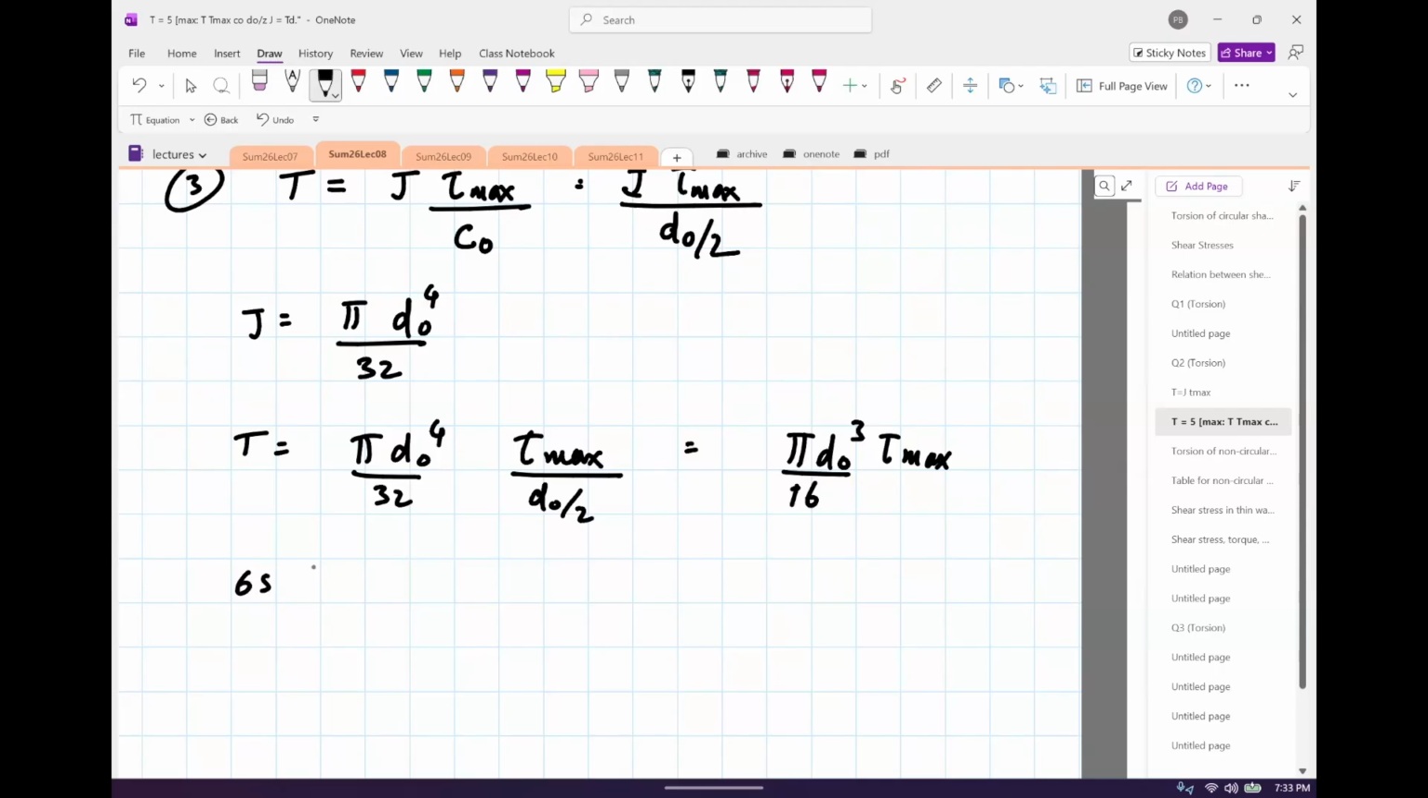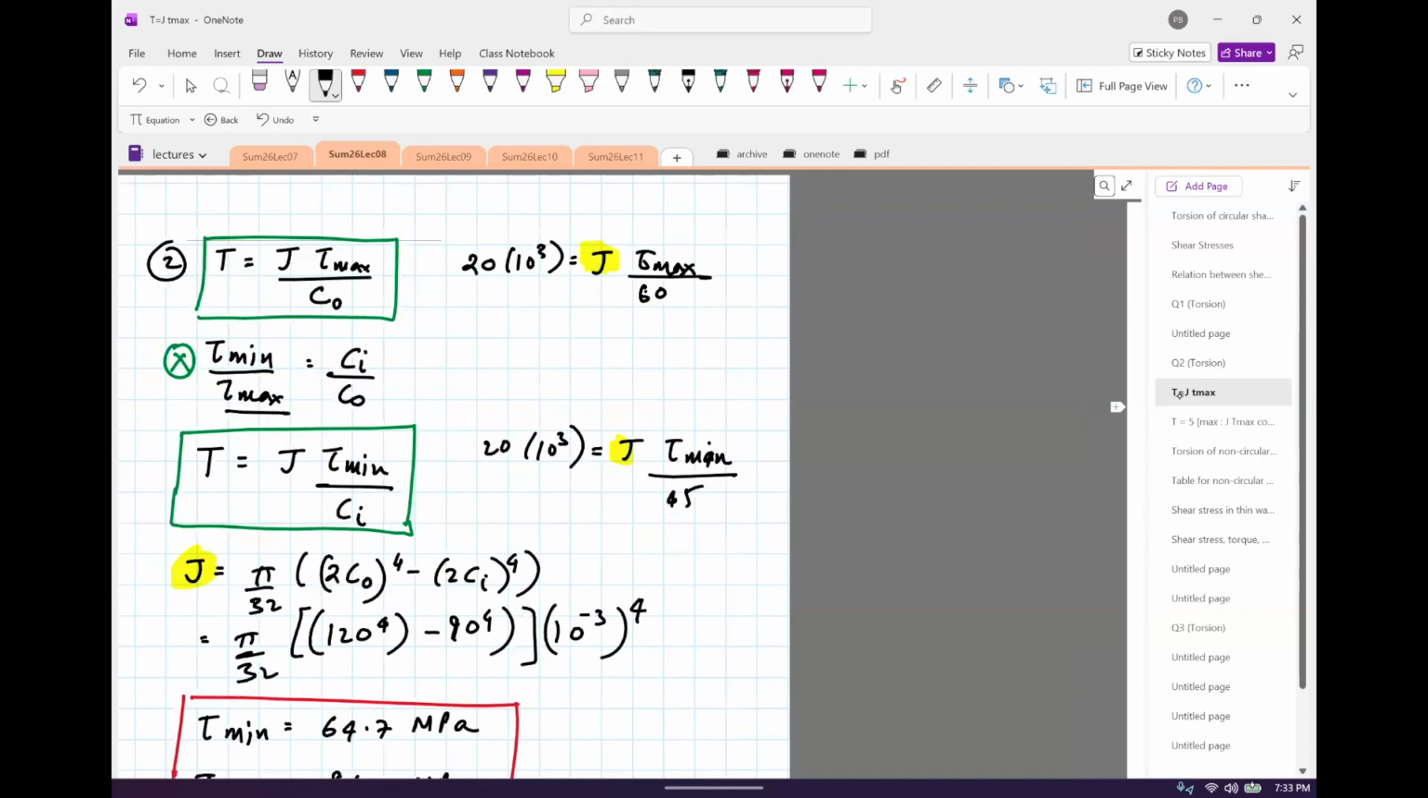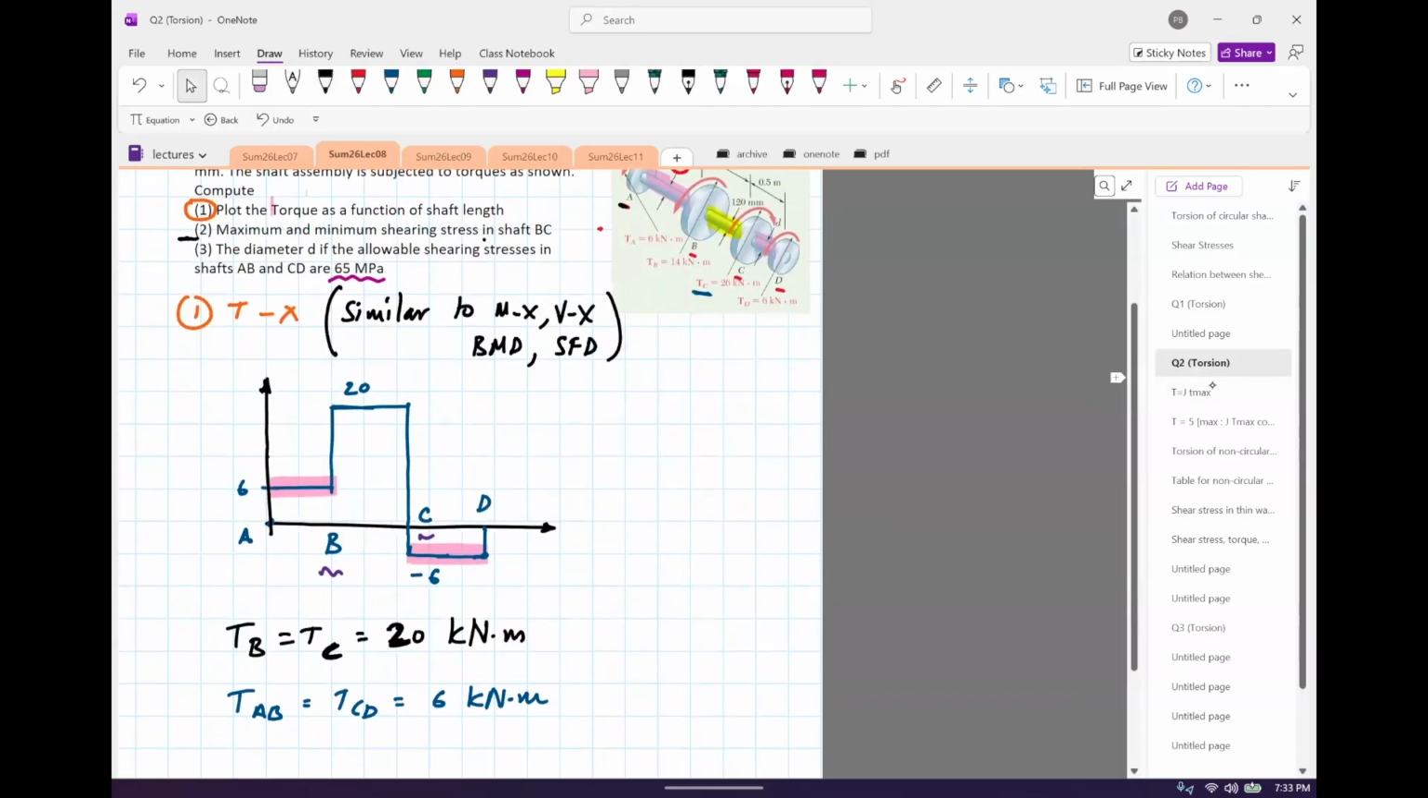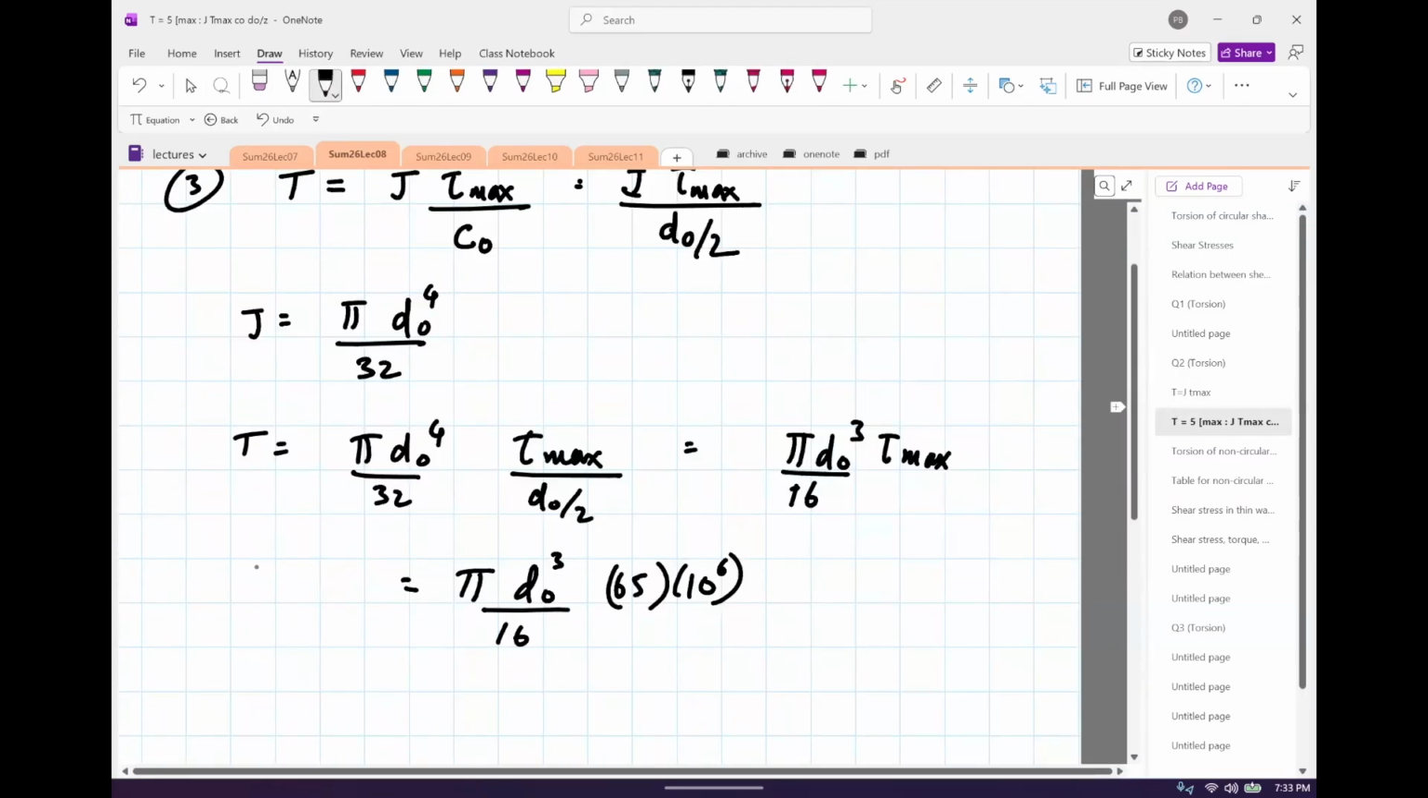So 65 megapascals, converted back to remove the mega in the calculation. Pi d0 is an unknown. 16 tau max. Sorry, I made a mistake. This is not the maximum torque, this is the maximum shear stress. So it should be 65 times 10 to the 6, and then the torque should be 6 kilonewton, 6 times 10 to the 3 torque.